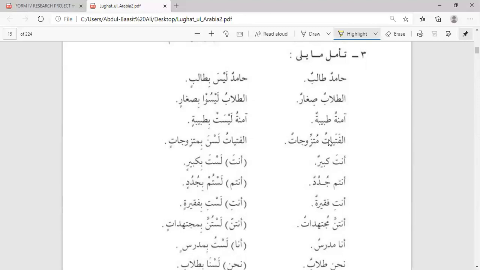Right. Everything is straightforward. Al-fatayatu mutazawwijatu. Al-fatayatu lasna bimutazawwijatu. Good. So in one case, it's saying they are married. In the next case, they're saying they are not married. It's the opposite, right?